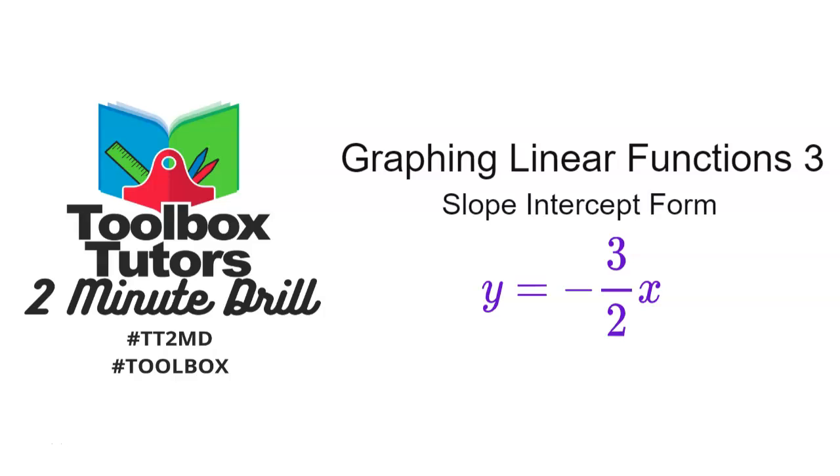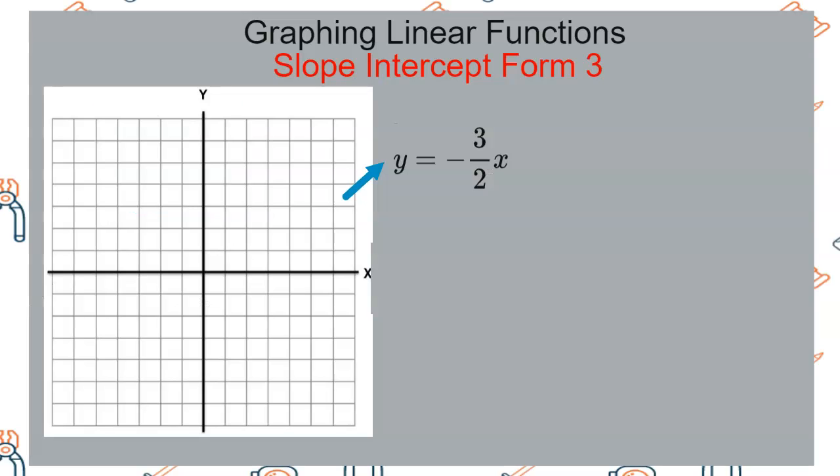Welcome back to your Toolbox Tutors 2-minute drill, and this will be example 3 of graphing linear functions in slope-intercept form. And by the end of this video, you'll be able to graph this linear function. In order to identify the parts we have in this linear function, we'll put slope-intercept form above this. Here we have m representing our slope and b representing our y-intercept.